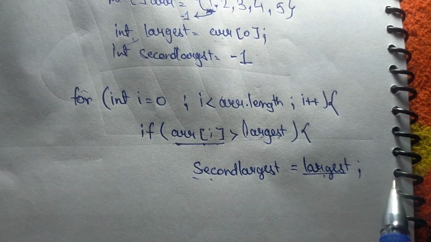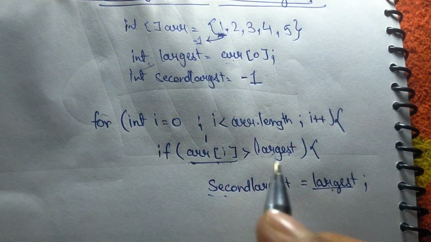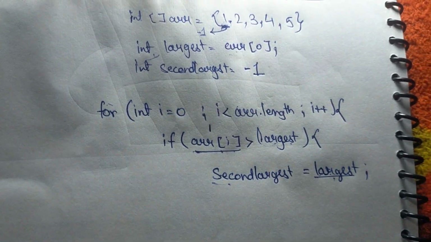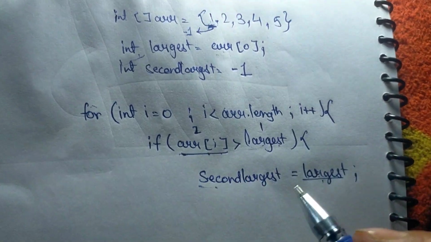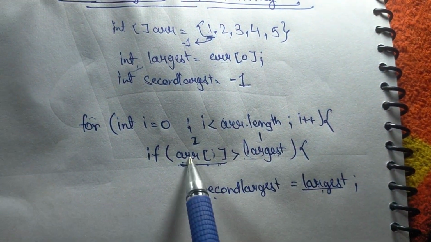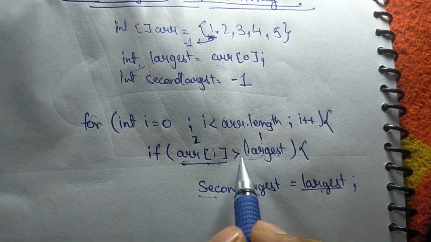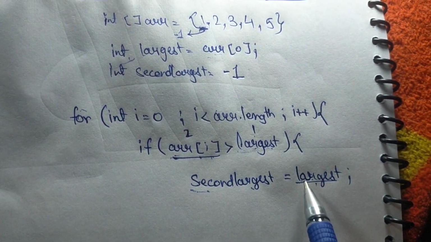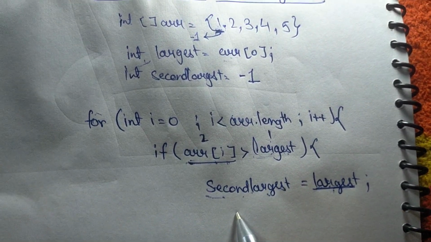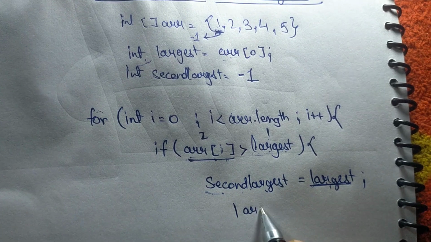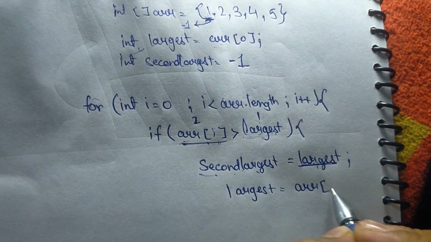Why am I doing this? If array of i means the element at index 1, it should be 2, and the largest should be 1. Then array of i is larger than largest, so automatically the largest number becomes the second largest. That's why I am assigning largest to the second largest. And I am assigning array of i to the largest.